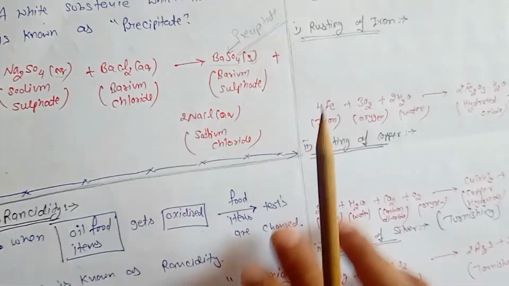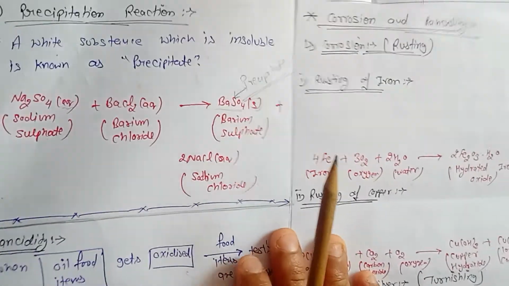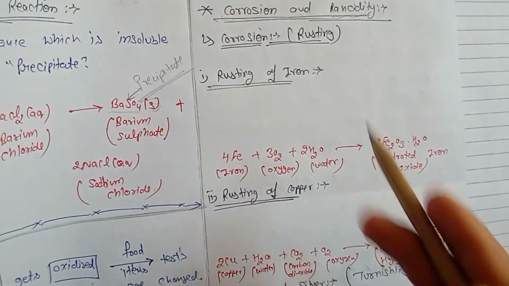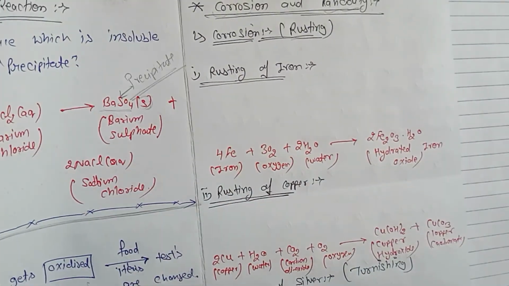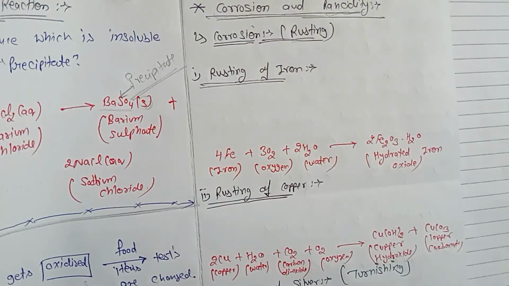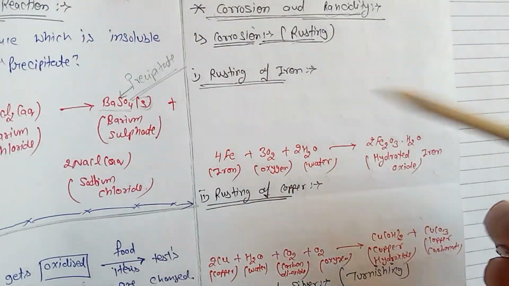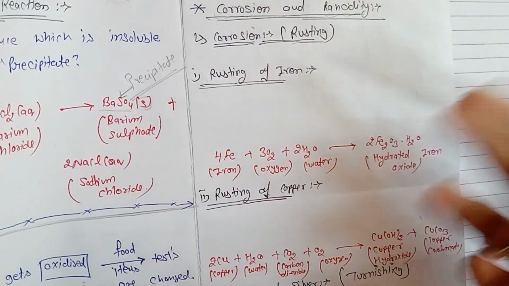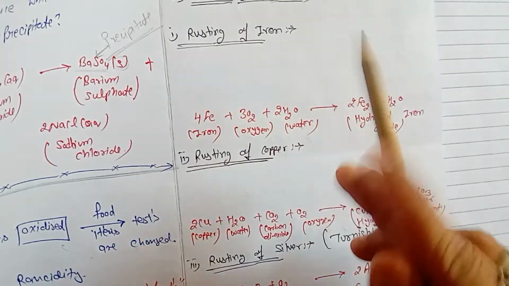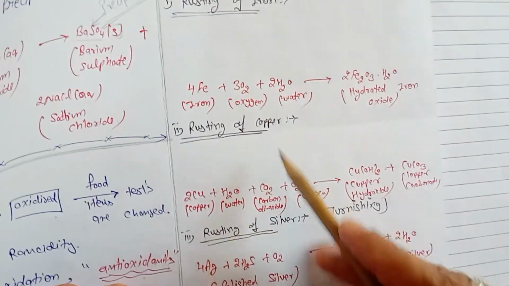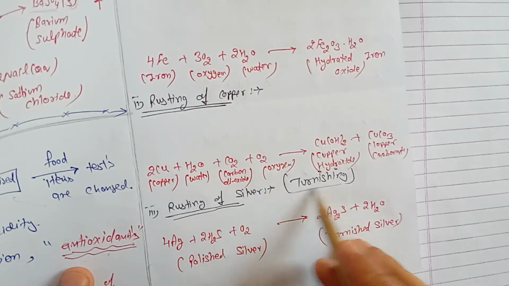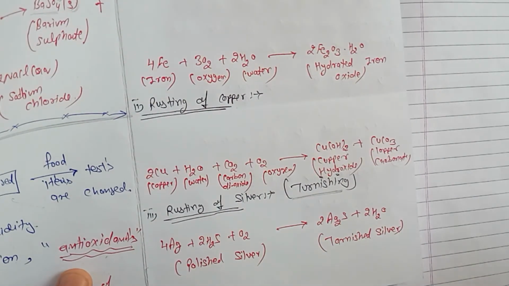Now again the last topic is corrosion. You all understood the term corrosion. What is corrosion? Corrosion is rusting, and we have normally seen rusting in iron. In the previous classes you have learned about rusting of iron, but in our syllabus there are three types of rusting: rusting of iron, rusting of copper, and rusting of silver. Rusting of silver is also known as tarnishing.